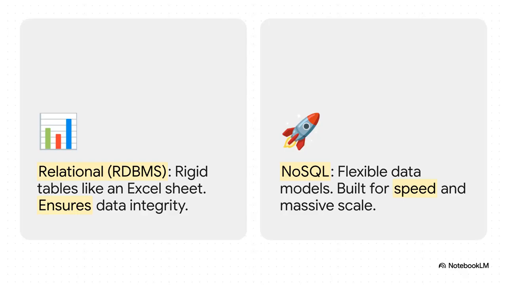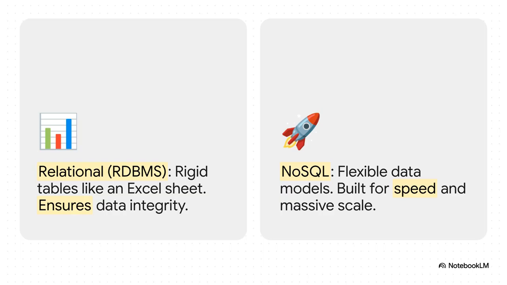So here they are, the two main philosophies. On one side, you have relational databases. Just think of a super strict Excel sheet. Everything has its place in neat rows and columns. This rigid structure is amazing for what's called data integrity. It guarantees that, say, an order is always linked to the right customer, no mix-ups.